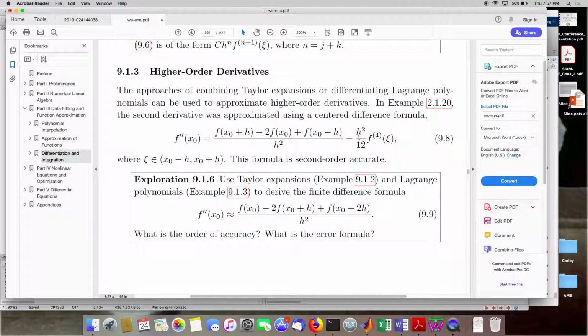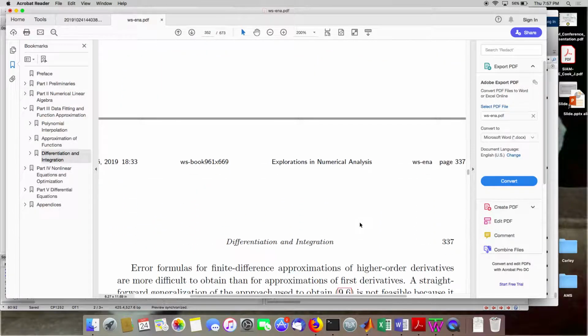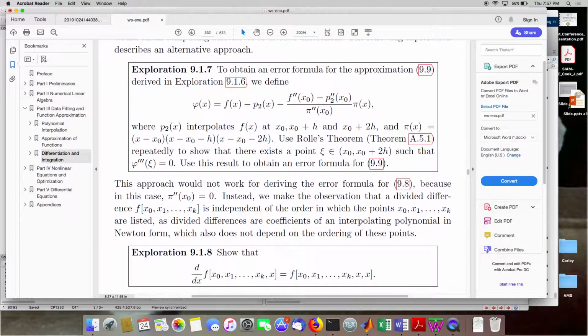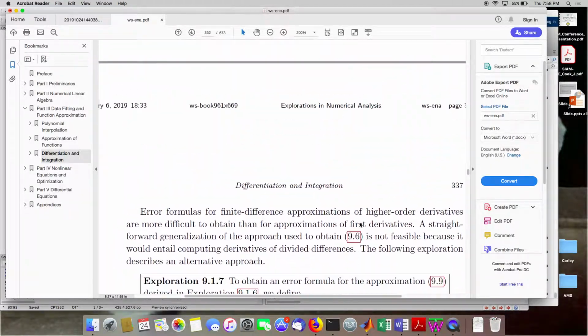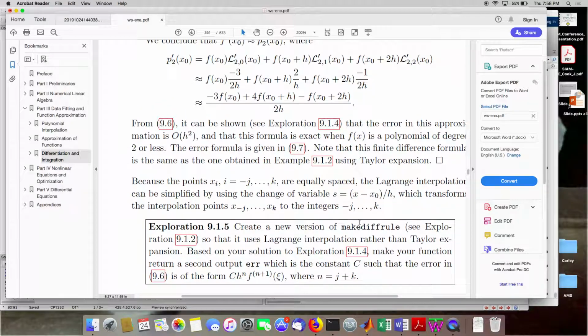It uses these 3 points, and notice the h squared in the denominator. And notice the error, it's second order accurate, just like the centered difference is for the first derivative. And then here's another for the second derivative using the points I used in the example. It's a coincidence that the coefficients are the same. But there are quite a few formulas out there.